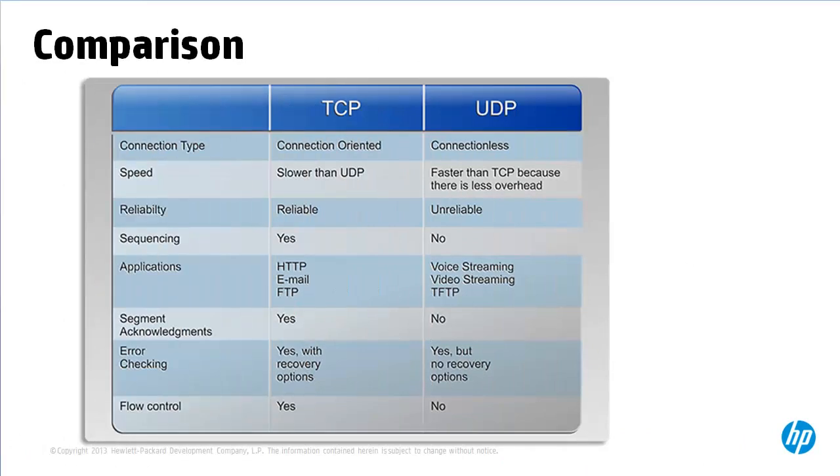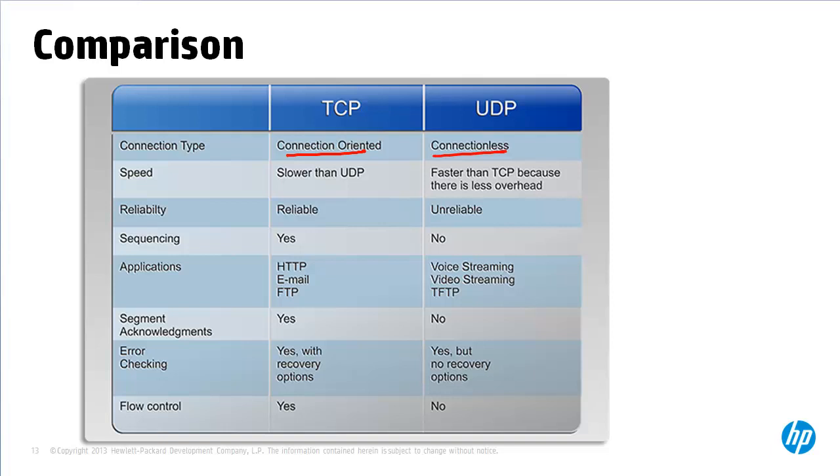Here's a quick comparison between TCP and UDP. TCP is connection orientated, UDP is connectionless. TCP goes through the three-way handshake to form a session and then maintains that session or connection. UDP doesn't, it just sends the data, hoping that the data arrives.